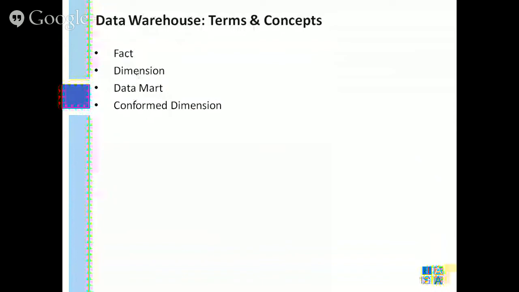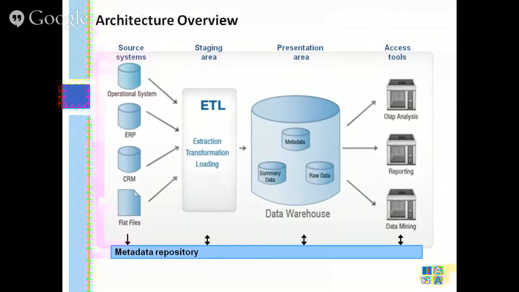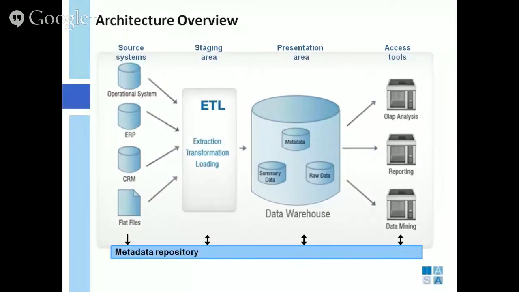So with the introduction of some terms and concepts, let's move and see what the architecture is. How does the architecture of a data warehouse system look from a high level? Here we see, moving from left to right, first we have the source systems. Source systems can be operational databases, legacy systems, our ERP, CRM, even flat files. It could be Excel files, any system where you're storing data about your business is a source system.